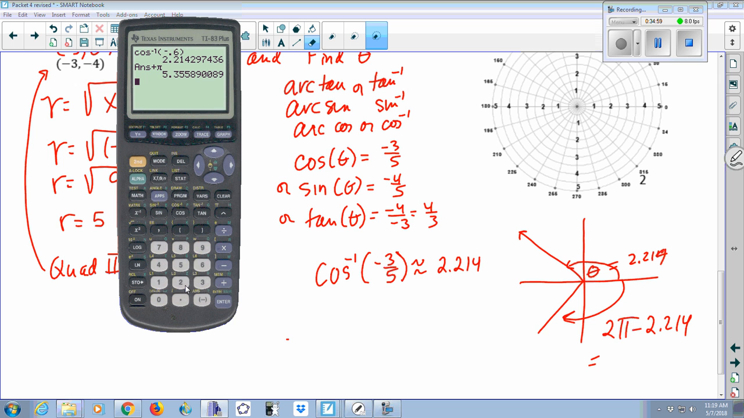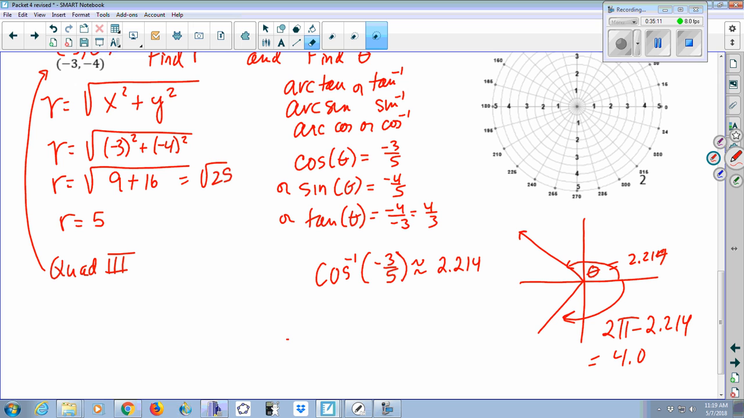2 pi minus 2.214. 2 pi is going to be bigger than 6. 4.069. So that looks like a good value for theta.